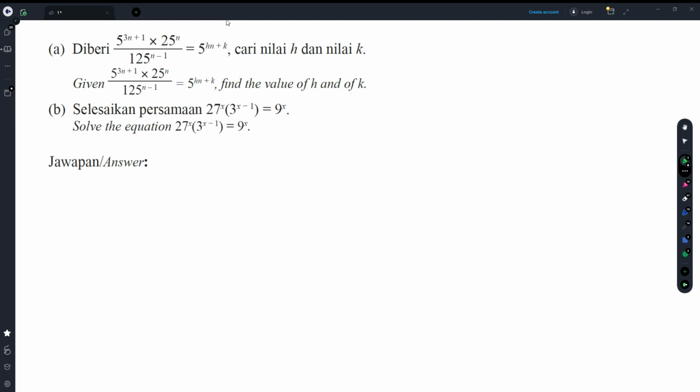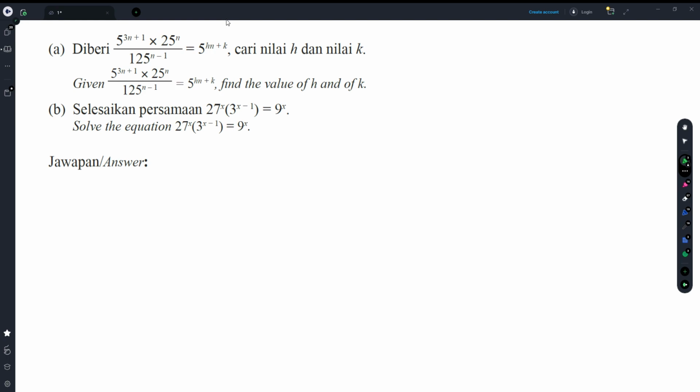The first part of the question gives you numbers without any logarithm. You have 5 to the power of 3n plus 1 multiplied by 25 to the power of n, divided by 125 to the power of n minus 1, equivalent to 5 to the power of some expression that contains unknowns. It doesn't matter, we will do it step by step.